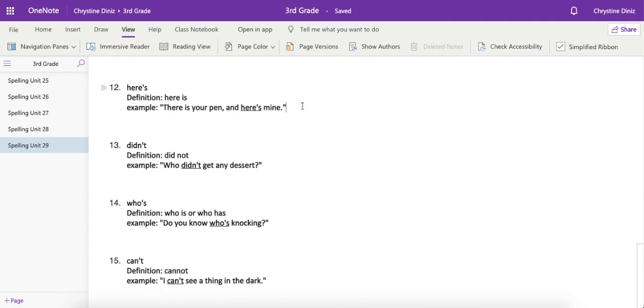Okay? So that was your spelling. So these are your spelling words for this week. Go on OneNote and be sure to do your first assignment for today, which is to write your new spelling words 4 times each.